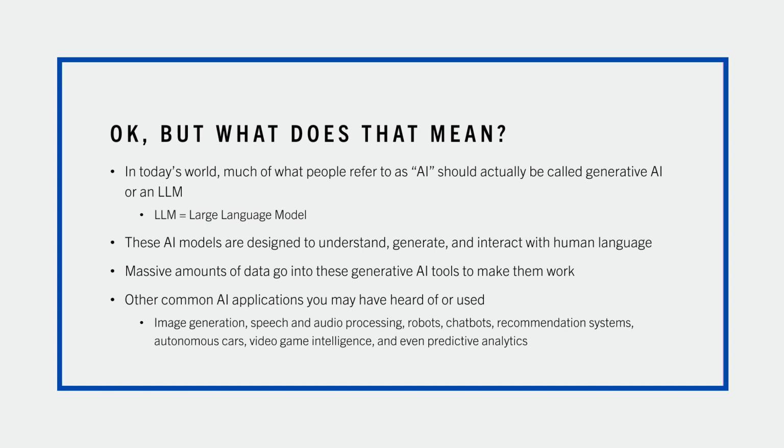In today's world, much of what people refer to as AI should actually be called generative AI or an LLM. An LLM stands for a large language model. These types of AI models are designed to understand, generate, and interact with human language. To make these work, it takes massive amounts of data. Other common AI applications that you may have heard of or used include image generation, speech and audio processing, robots, chatbots, recommendation systems, autonomous cars, video game intelligence, and even predictive analytics.